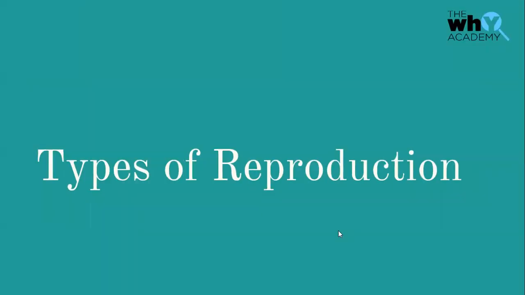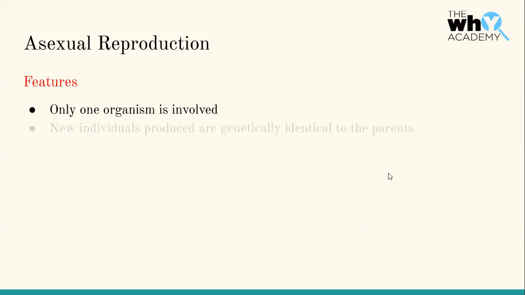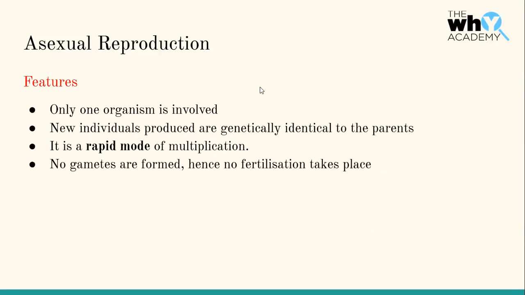Okay, now we come to the main part of the chapter, which is the types of reproduction. Right, first one is asexual reproduction. These are some of the features. Again, sometimes it's asked as a direct question, so I just included it as a separate point, right? The main features are: only one organism is involved, right? New individuals are genetically identical to the parents, which is what we were talking about till now. It is a rapid mode of multiplication, an important point. This is linked to the first two, right?